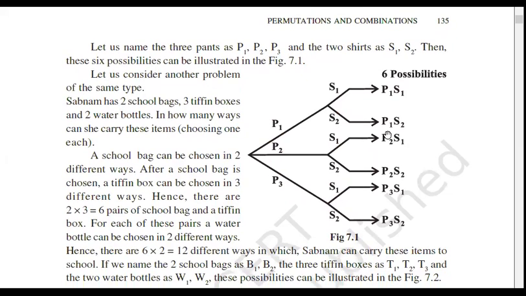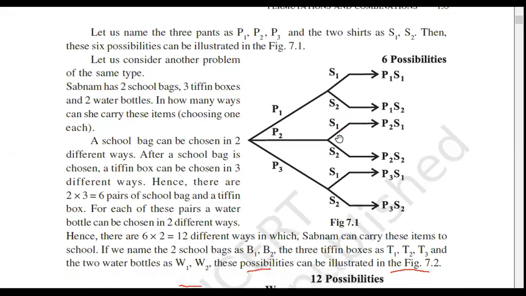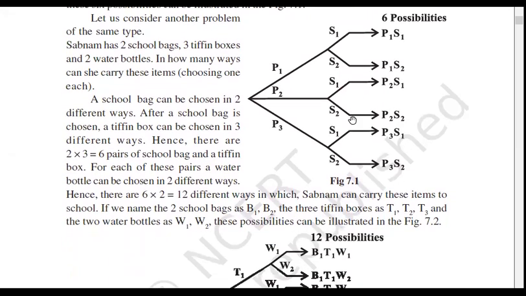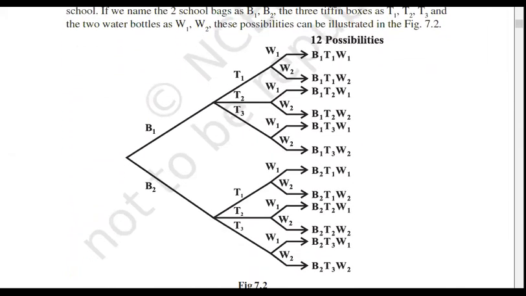Now see this. Suppose we have two school bags, B1, B2, then three tiffin boxes, T1, T2, T3, and two water bottles, W1, W2. Then tell me, in how many ways can it be arranged? I can see that this rule is not limited to only two events. It can be extended to any number of events. It will keep on multiplying.